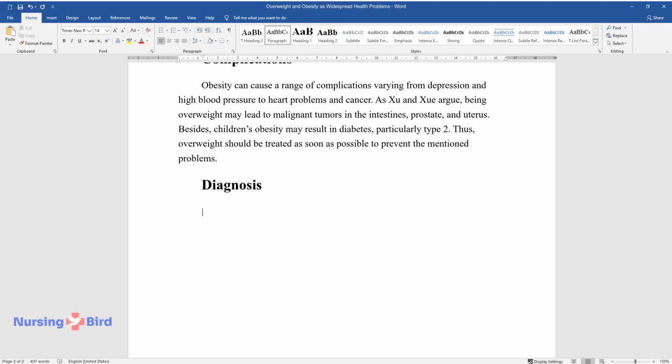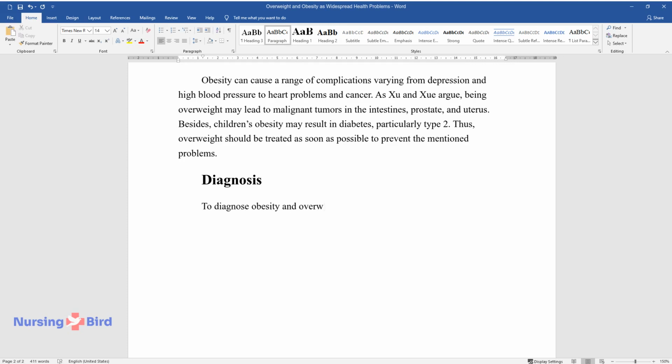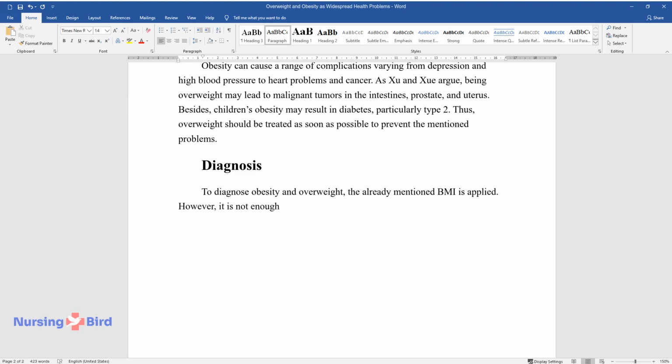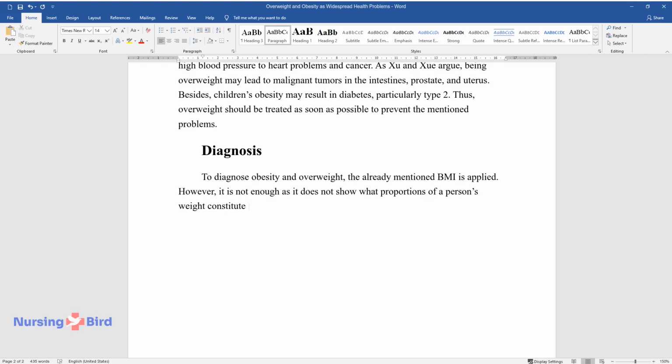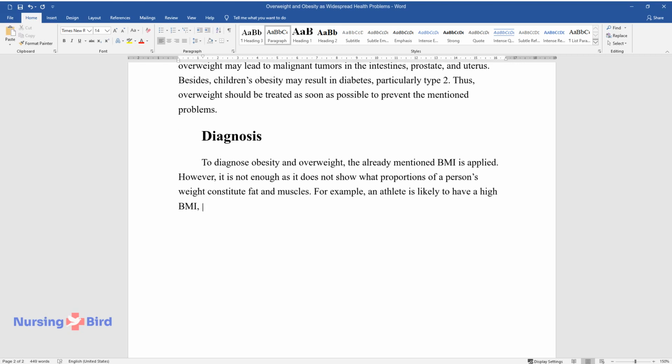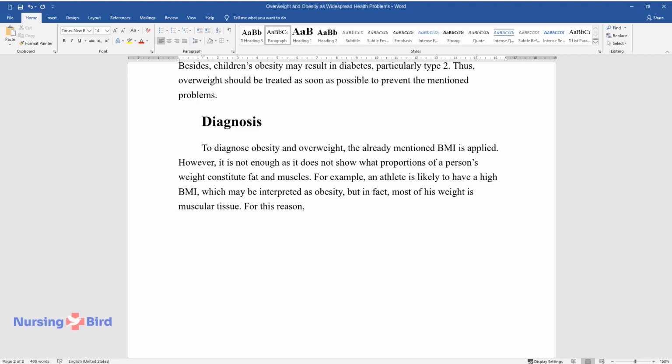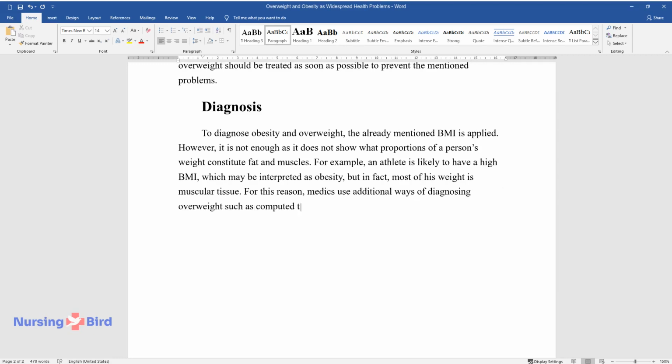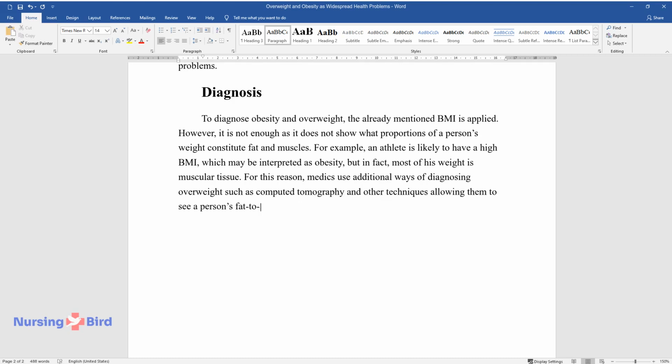Diagnosis. To diagnose obesity and overweight, the already mentioned BMI is applied. However, it is not enough as it does not show what proportions of a person's weight constitute fat and muscles. For example, an athlete is likely to have a high BMI, which may be interpreted as obesity, but in fact, most of his weight is muscular tissue. For this reason, medics use additional ways of diagnosing overweight such as computed tomography and other techniques allowing them to see a person's fat-to-muscles ratio.